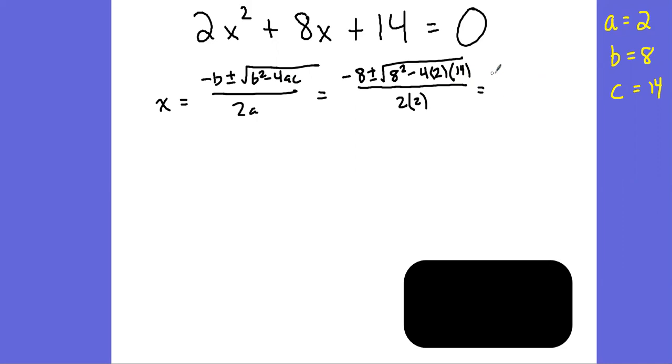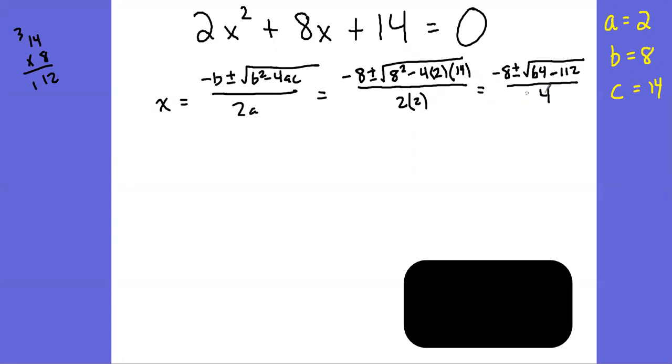Let's simplify this. This is negative 8 plus or minus the square root. 8 squared is just 64. 4 times 2 is 8. 14 times 8, so let's work that out. 8 times 4 is 32. 8 times 1 is 8, plus the 3 is 11. So 14 times 8 would be 112. So this is minus 112, all over 4.